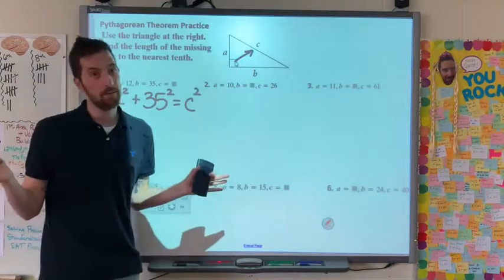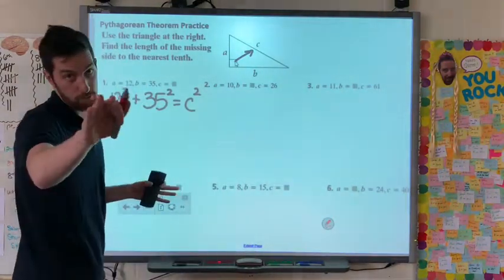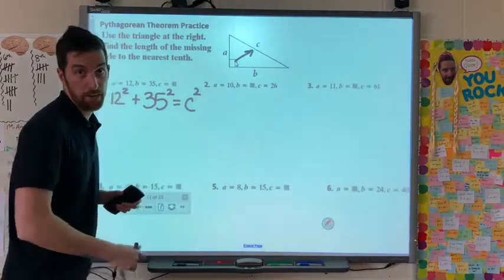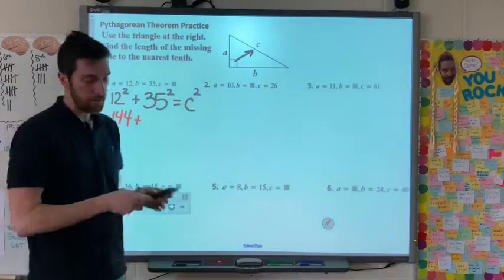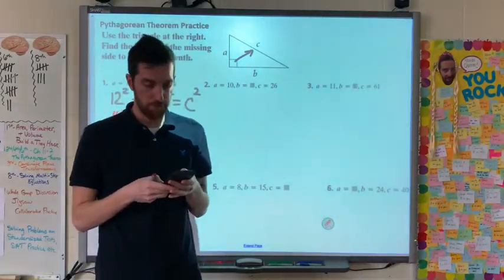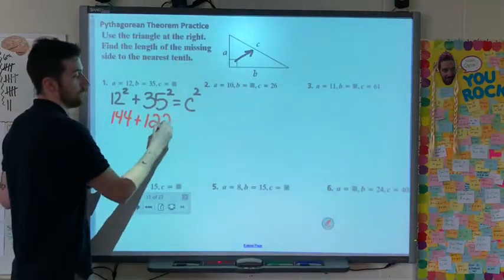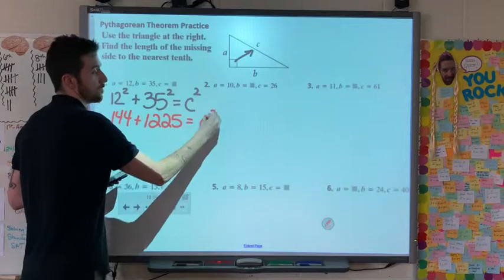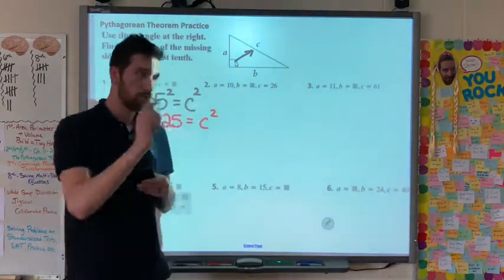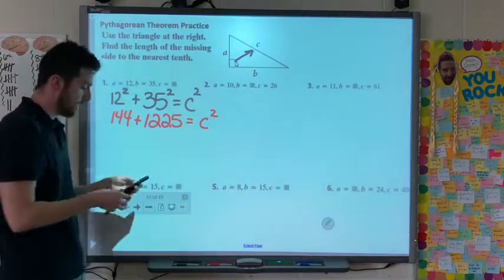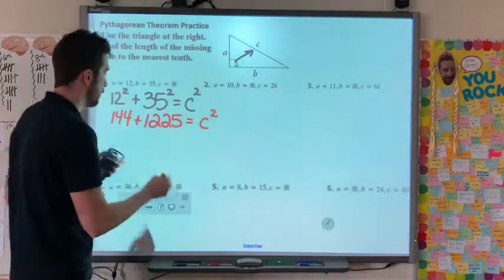I don't know my multiples of 35, so I'm going to have to use my calculator. I do know 12 squared, it's 144, right? Yeah, that's right. So we've got 144 plus 35 squared, which is 1,225, you're welcome. 1,225 equals C squared. Now what do we do? Yeah, that's right, add them up. So we end up with the 144 plus 1,225, and we get 1,369.